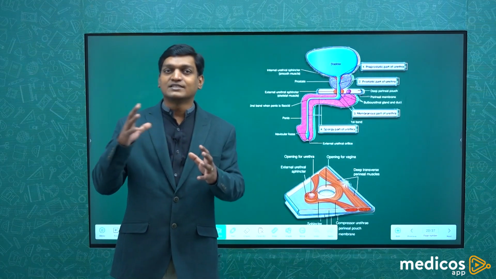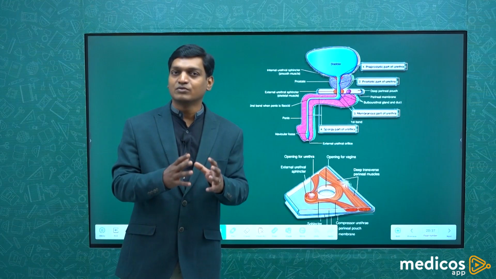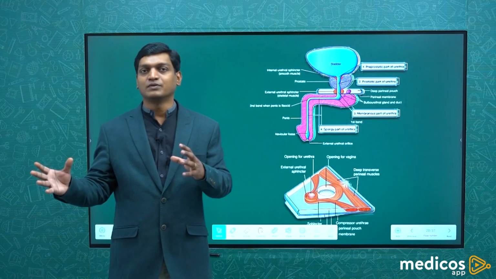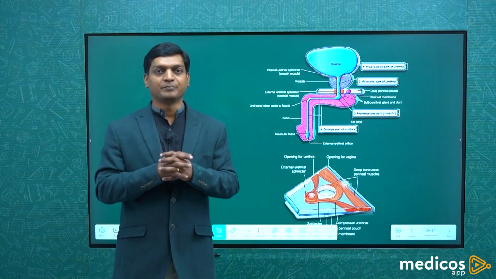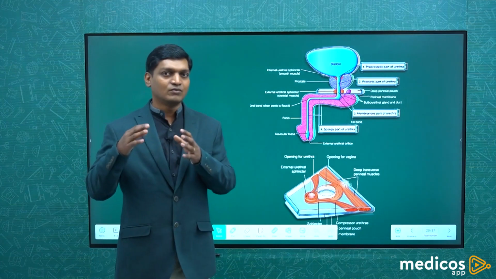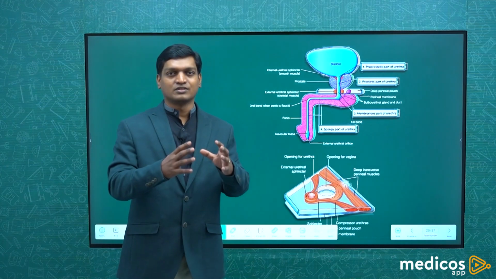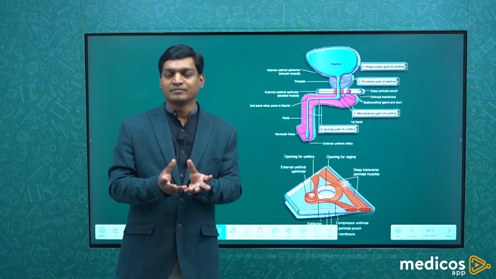In male as well as in female, you need to differentiate the contents and the boundaries of the superficial and deep perineal pouch, the difference between the male and the female. So this is how you have to follow. You can just go according to this to understand the entire abdomen. Okay.